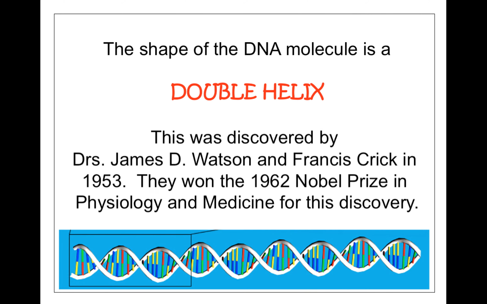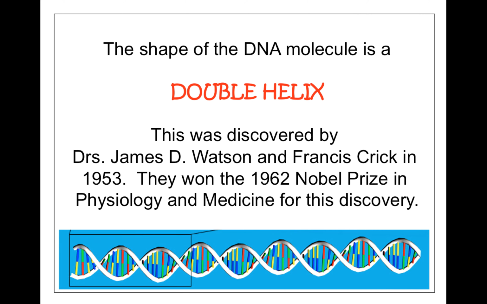This particular discovery was very important, and it was made in 1953. Dr. Watson and Dr. Crick discovered the DNA structure, or shape of the molecule. And this was so important that they actually won the 1962 Nobel Prize in Physiology and Medicine for making this discovery. So you can see that this wasn't something discovered hundreds of years ago. This is relatively recent and very important to our understanding of DNA.